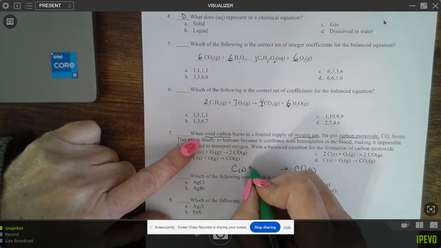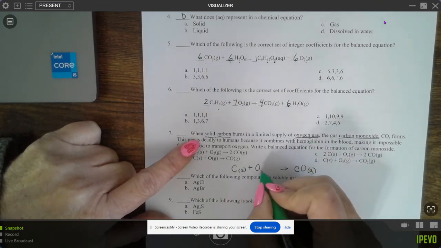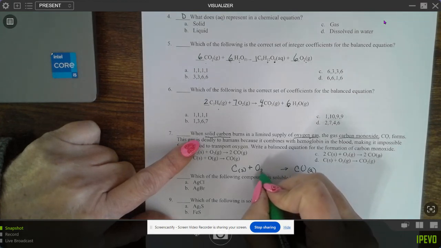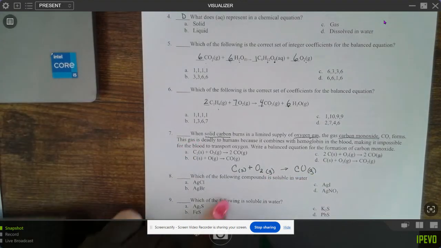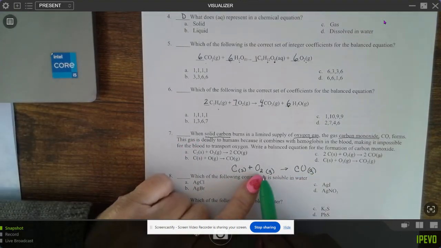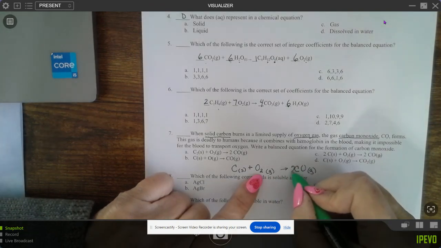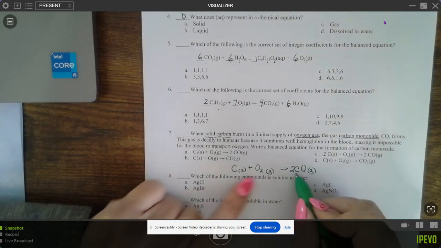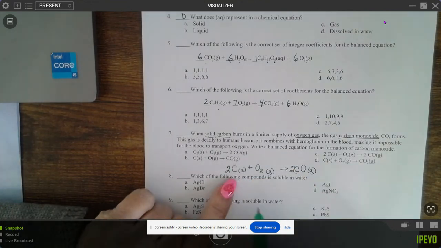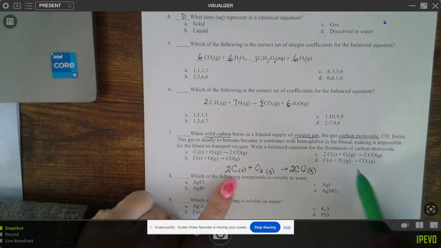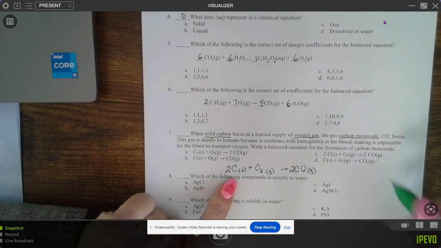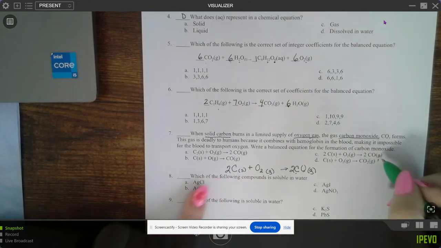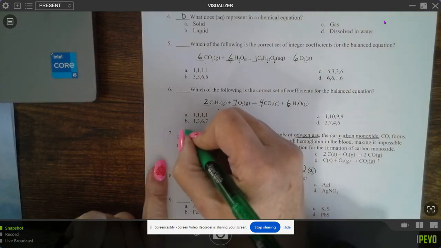So carbon plus oxygen. Oxygen is one of the 7 diatomics. So we have a 2 here, and it's a gas. Now we need to balance that. Here I have 2 oxygen, so if I put a 2 here, I also have 2 carbon. So let's see if this is one of our options. 2 solid carbon plus 1 molecule of oxygen gas provides 2 gaseous carbon monoxide. So that means C is our correct answer.